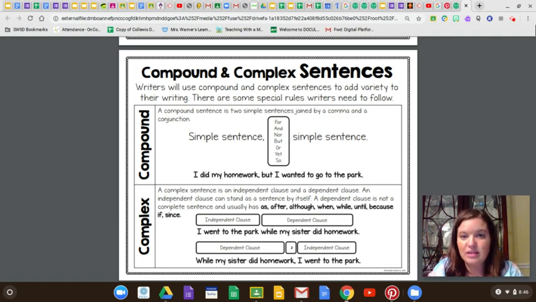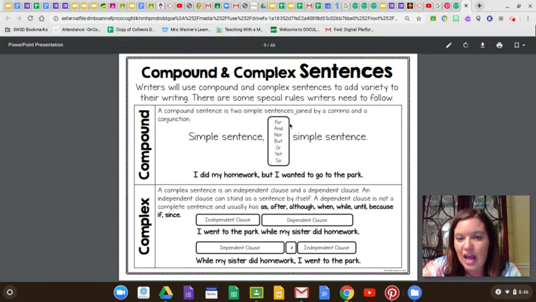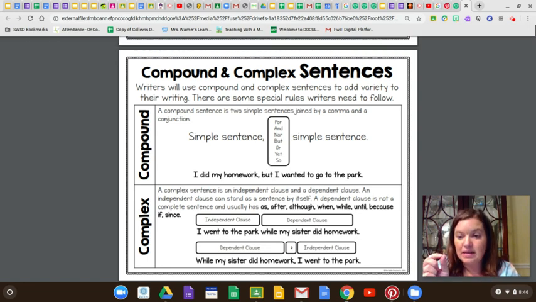Writers will use compound and complex sentences to add variety into their writing. So you don't want to have all of one type of sentence. You want to kind of vary it. Here are some of the special rules. So a compound sentence is 2 simple sentences, meaning 2 short, independent clauses joined together by a comma and a conjunction. So this right here are all of the conjunctions that could combine the sentence: for, and, nor, but, or, yet, and so. There'll be a comma first, then the conjunction, and then the 2 independent clauses will be connected.